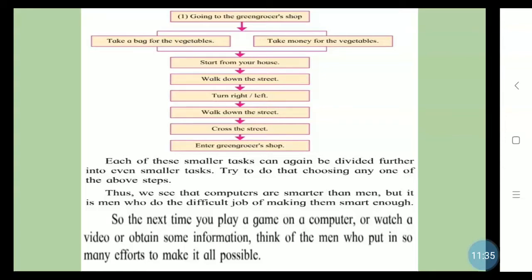Thus, we see that computers are smarter than men, but it is men who do the difficult job of making them smart enough. So you understood this. It's very important to know this point because we human beings design and program the little tasks that have to be done in different steps. And we feel that computers are smarter than men. But it is not so. Man is smarter because it is human beings who do the difficult job of putting down all the instructions, making the program.